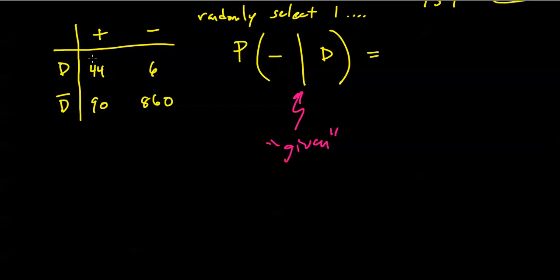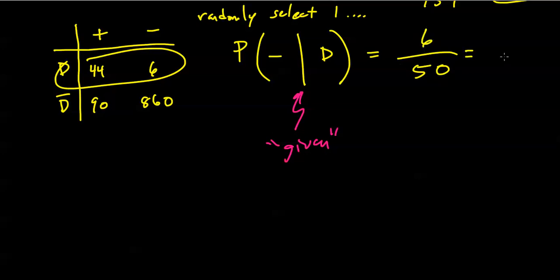Well, how many drug users do we have? We've got 50 drug users. So we're really restricting our sample space to the 50 drug users. And how many of those have a negative result? 6 of those drug users had negative machine results, and 6 over 50, of course, reduces to 0.12.